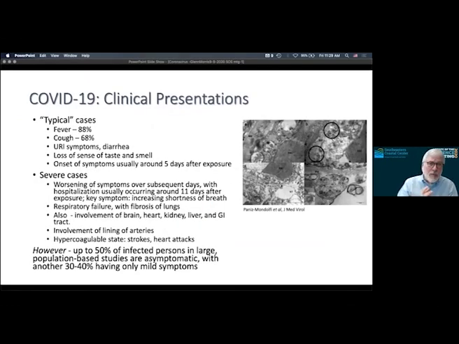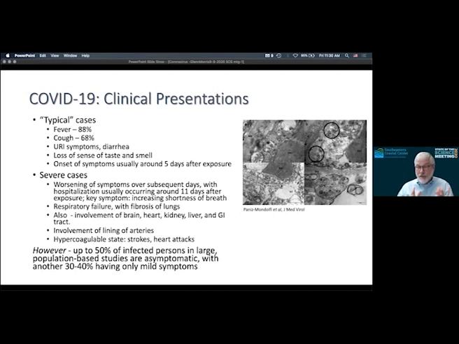All right, so clinical presentation. The typical cases: fever, cough. These symptoms come from the first 1,000 or so cases reported out of one of the major medical centers in China. Interestingly, probably the most characteristic symptom is loss of the sense of taste and smell. When a patient comes in and says that they've lost the sense of taste and smell, it's 100% they've got COVID. Not all COVID patients have that, but it's an extremely characteristic symptom.